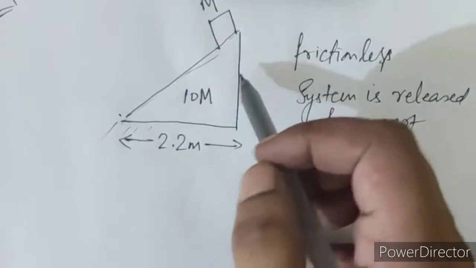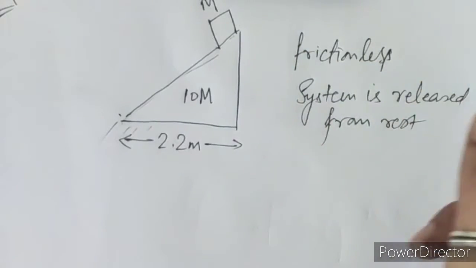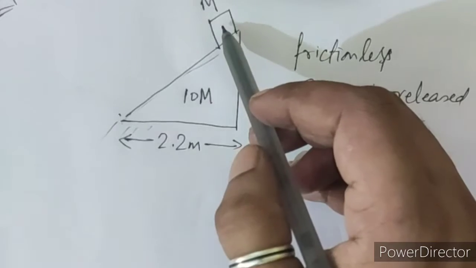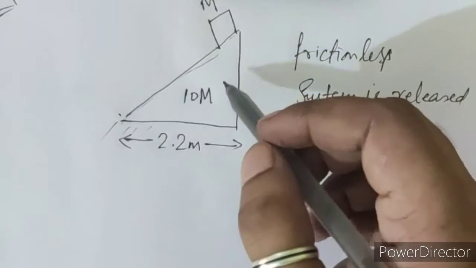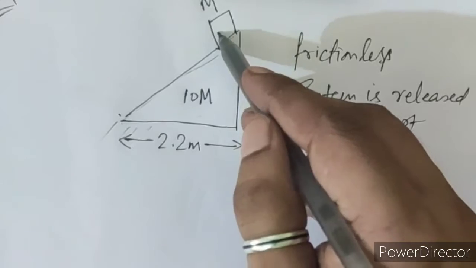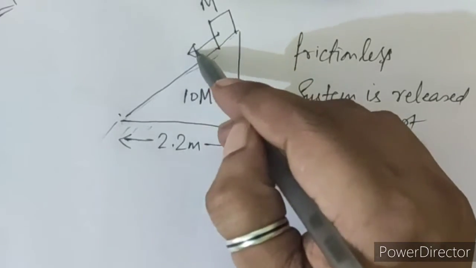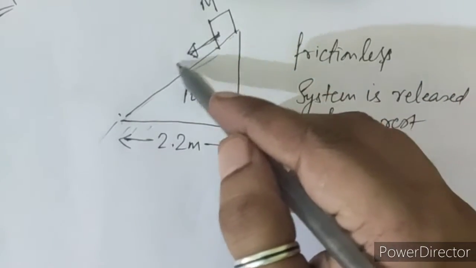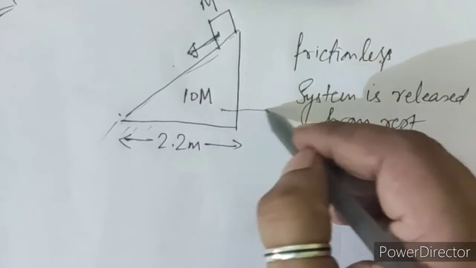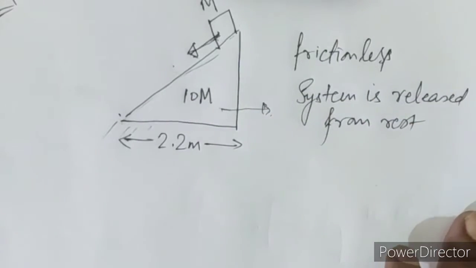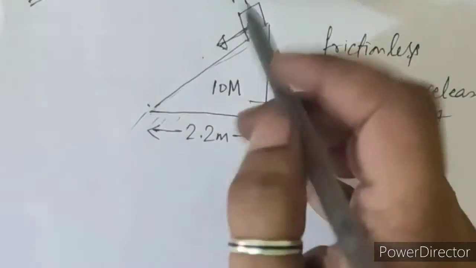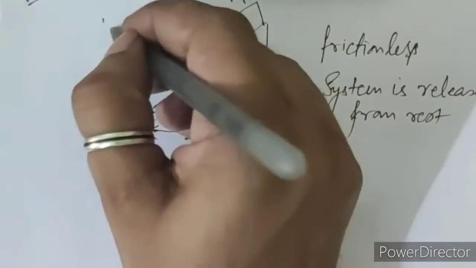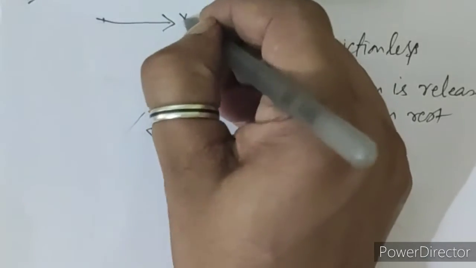As we release this from the rest position, we will see that the smaller mass m will start sliding on the bigger mass 10m along this direction because of no friction. But as this moves down, the bigger block will move in the forward direction. So we want to see how much this mass has traveled along the x-axis. Maybe we can define this as the x-axis.